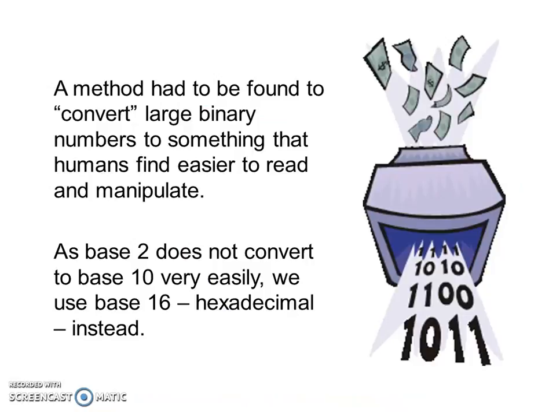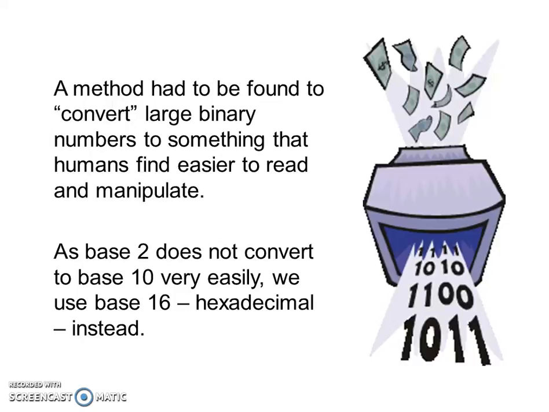Similarly, we have trouble looking at screens full of binary numbers. We can't really read them. We had to find an efficient way for early computers to convert large binary numbers to something humans could read and manipulate. We've already seen that converting binary numbers to base 10 requires some processing power, and early computers really didn't have the processing power necessary to do that. They couldn't waste the effort on this.